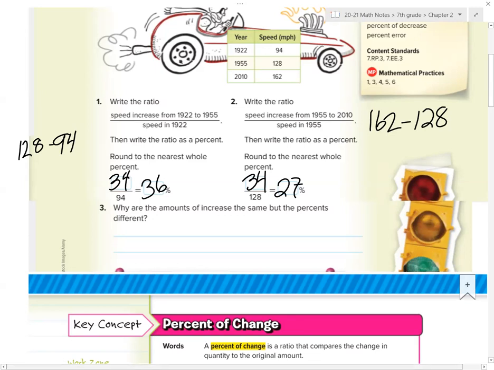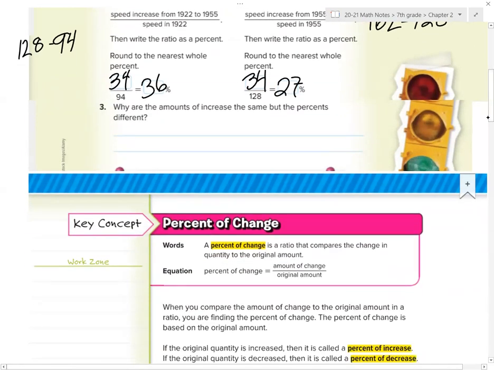So number 3 asks us, why are the amounts of increase the same, but the percents different? Why is it? The denominator is different. Yes, different denominator.